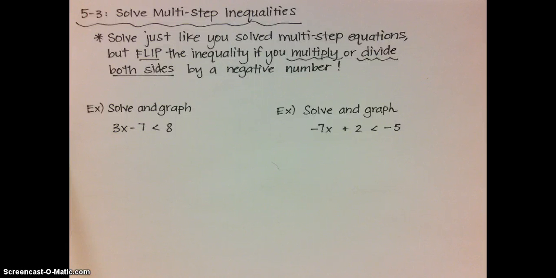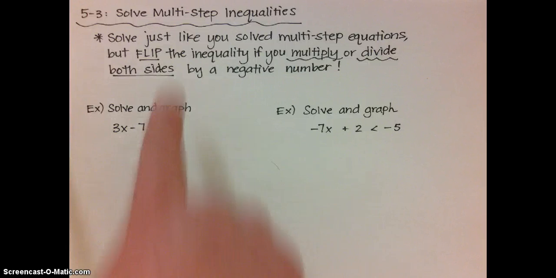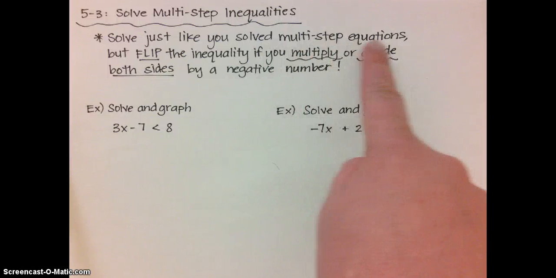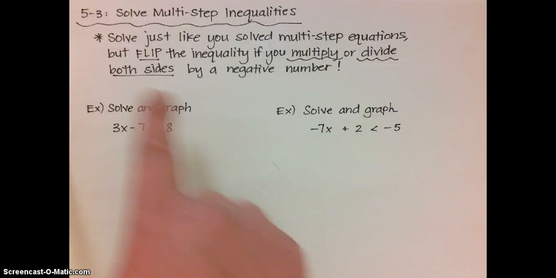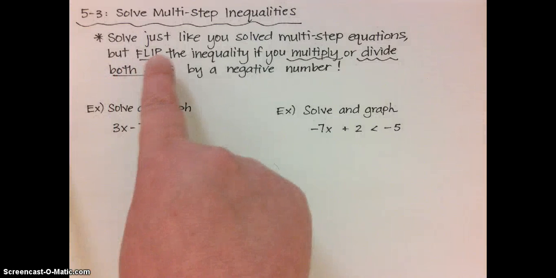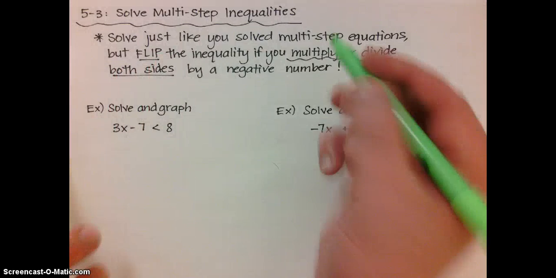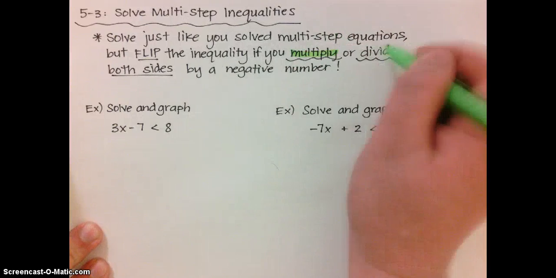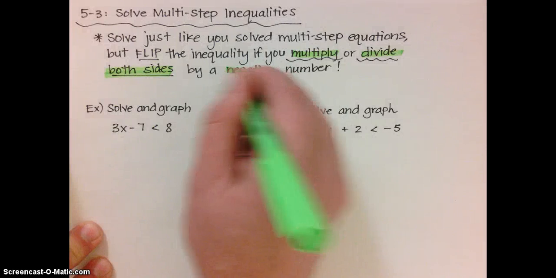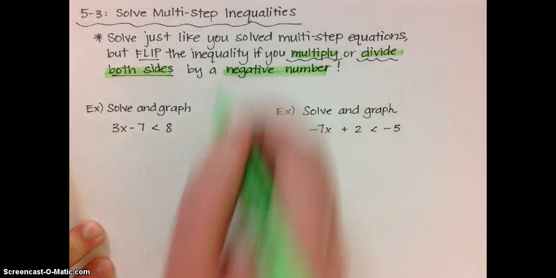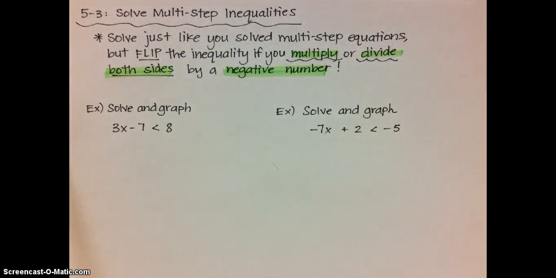And so what you're going to do today is solve just like you solved multi-step equations, okay, when they had an equal sign, but you need to remember, because of inequalities, you're going to flip the inequality if you multiply or divide both sides by a negative number. That's kind of the difference for any of the rules that we had between solving equations and now solving inequalities.